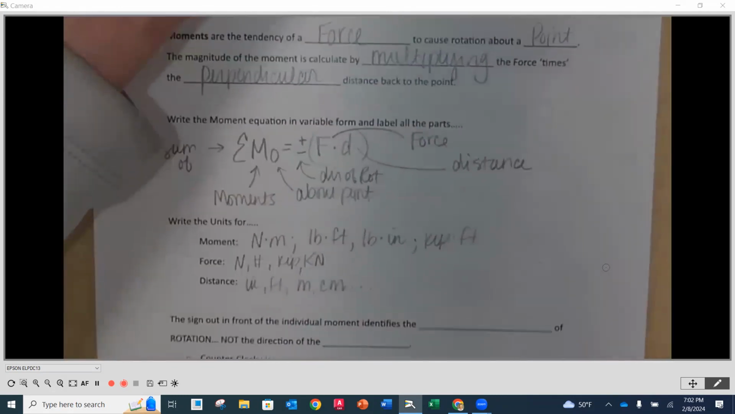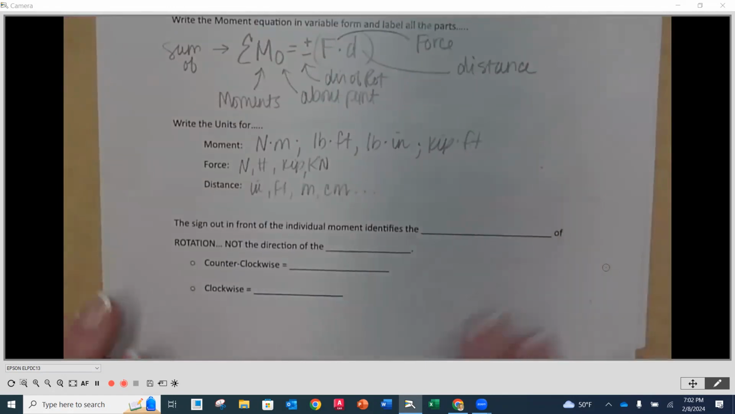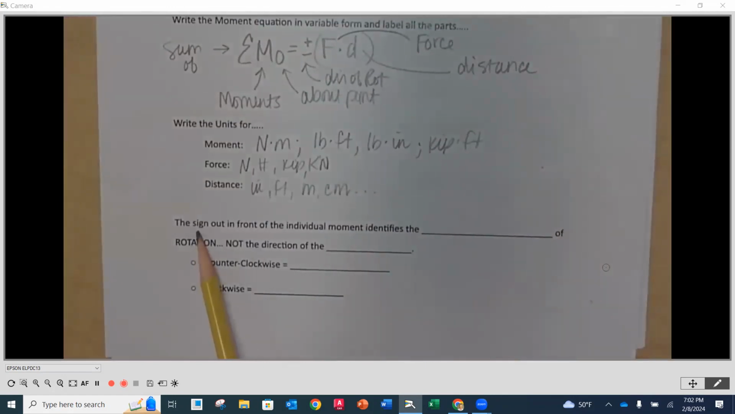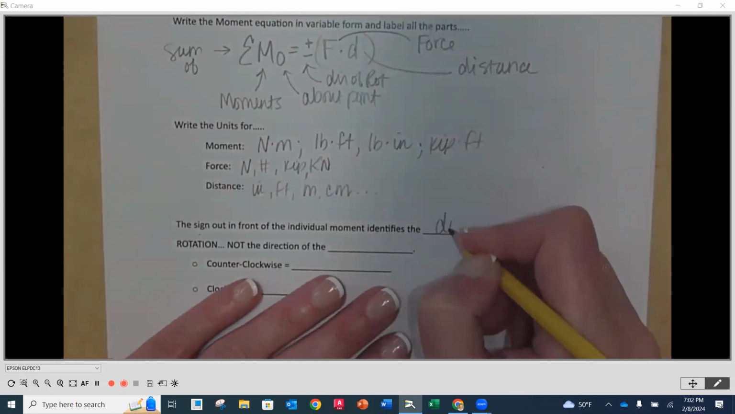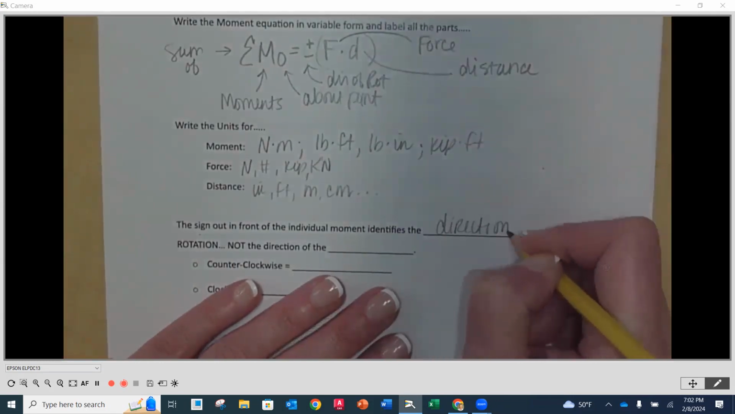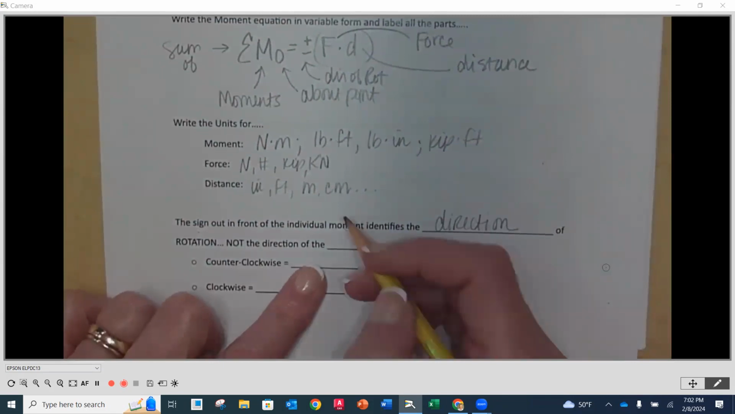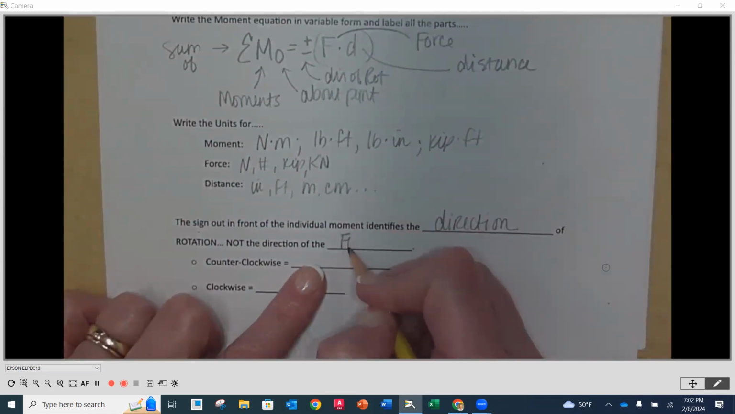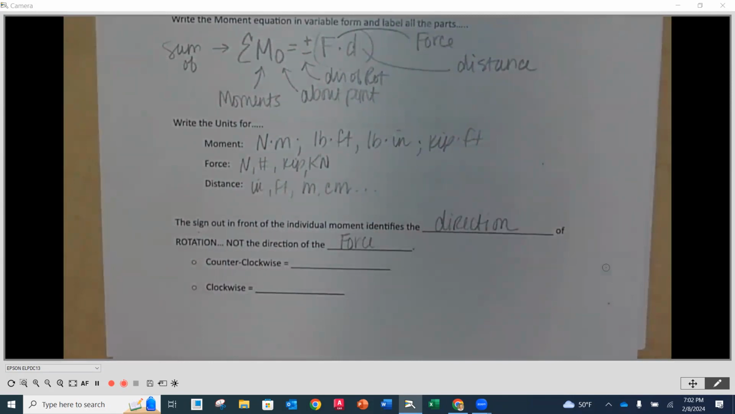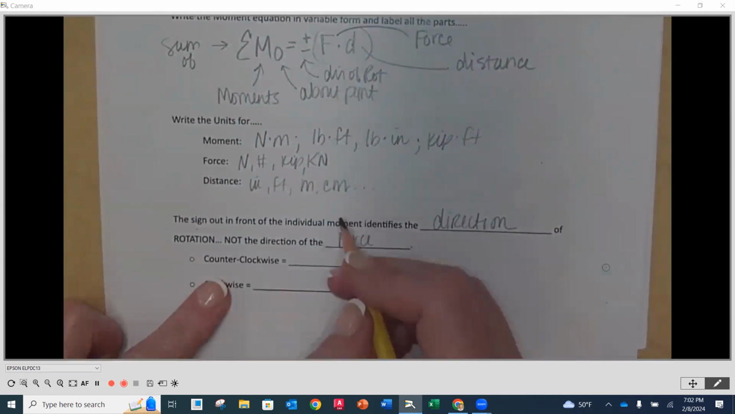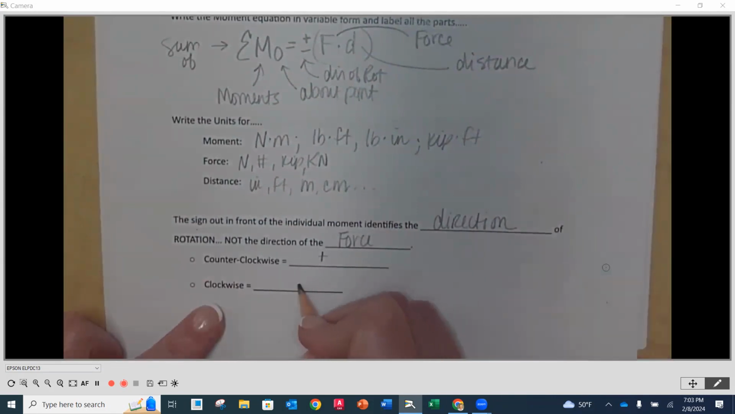All right, the last little section here. The sign out in front of the individual moment identifies the blank of rotation. Direction, yes. Not the direction of the force, right? So counterclockwise is positive or negative. Positive, and clockwise is going to be negative.